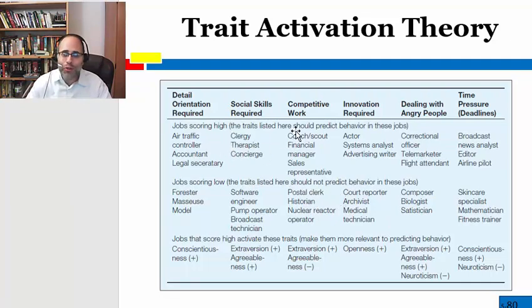These are some of the things where your job's scoring high, and then you have some jobs scoring low. The traits listed here should not predict behavior in these jobs. Detail orientation is not that important in a model. Social skills are not that important in a software engineer, but very important in a concierge. Innovation is not so important in a medical technician who doesn't have to innovate, just has to run the machine, whereas it is important in an actor or a systems analyst. So that's some of the ways in which you can judge how a personality is going to impact your ability to do a particular job.